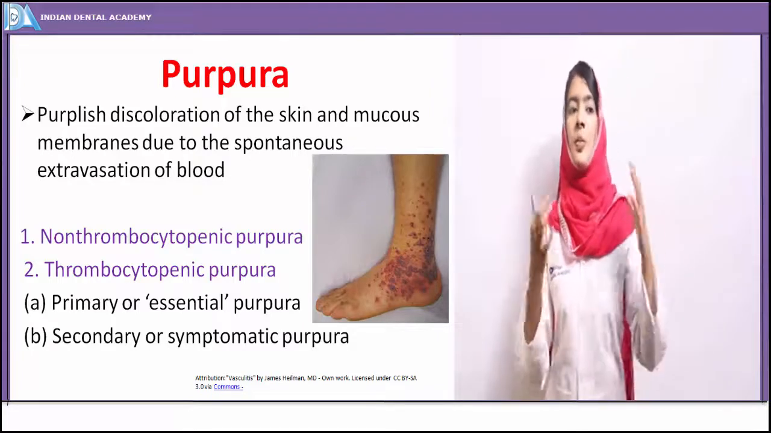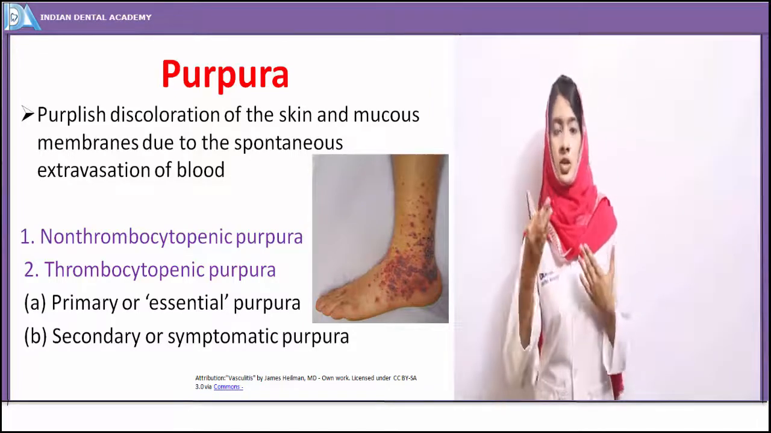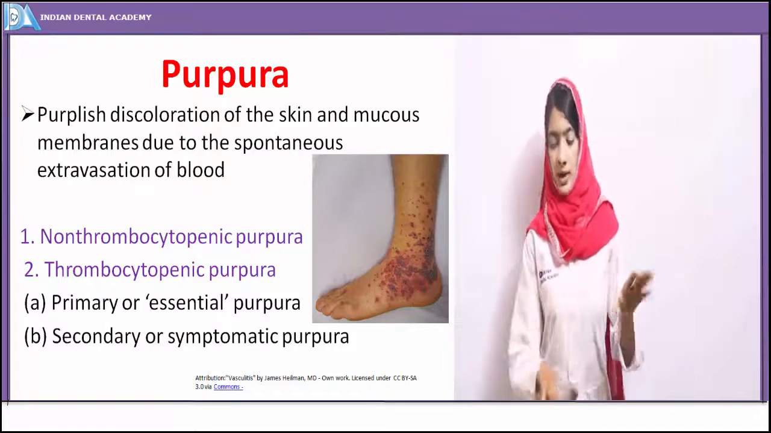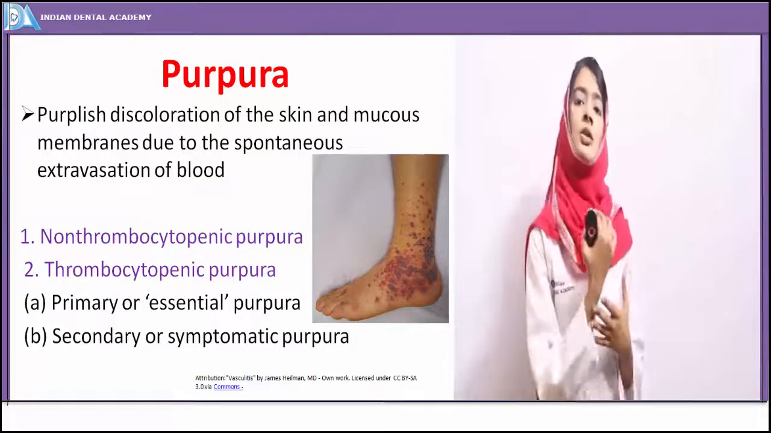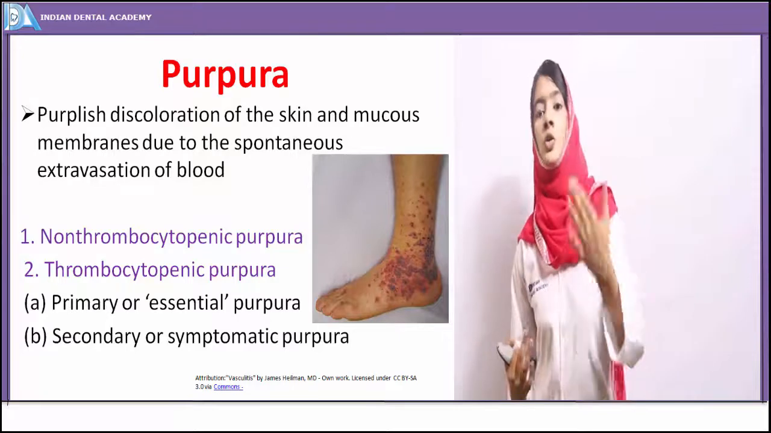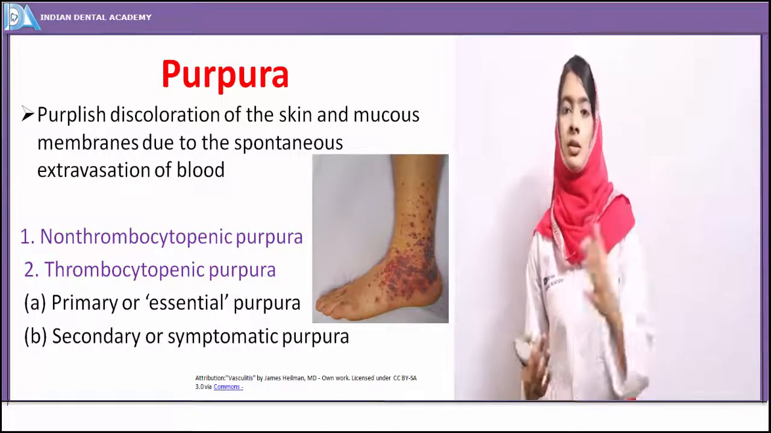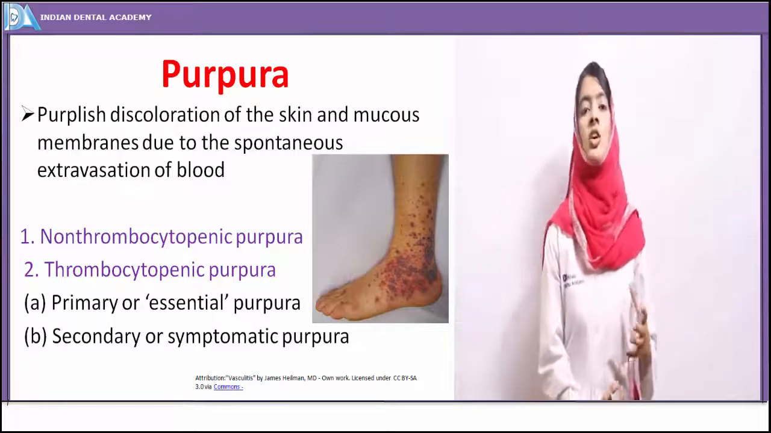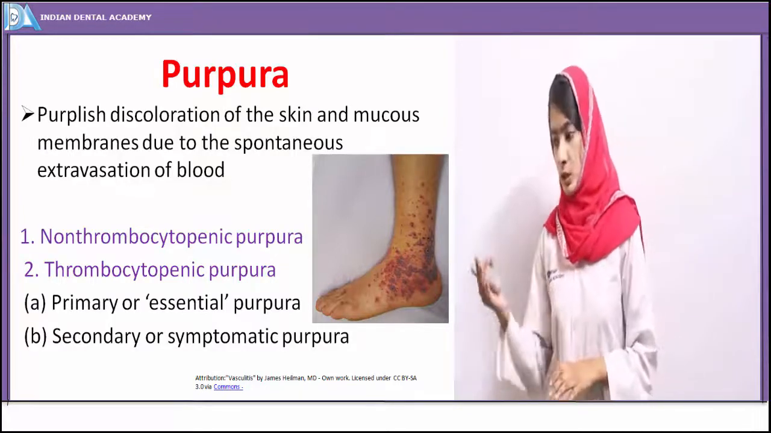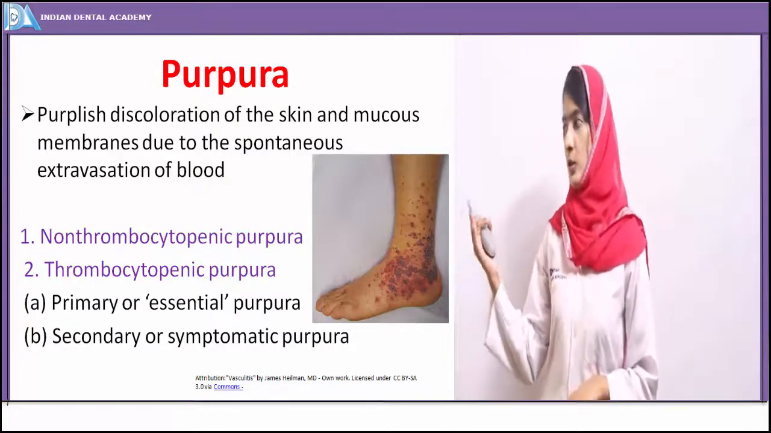Purpura is actually the commonest symptom seen in cases of diseases involving the platelets. So whenever you see purpuric lesions in the skin or oral mucous membrane, you have to suspect an underlying reduction or increase in the blood platelets, an underlying deficiency of the platelets. So purpura may be of the following types.